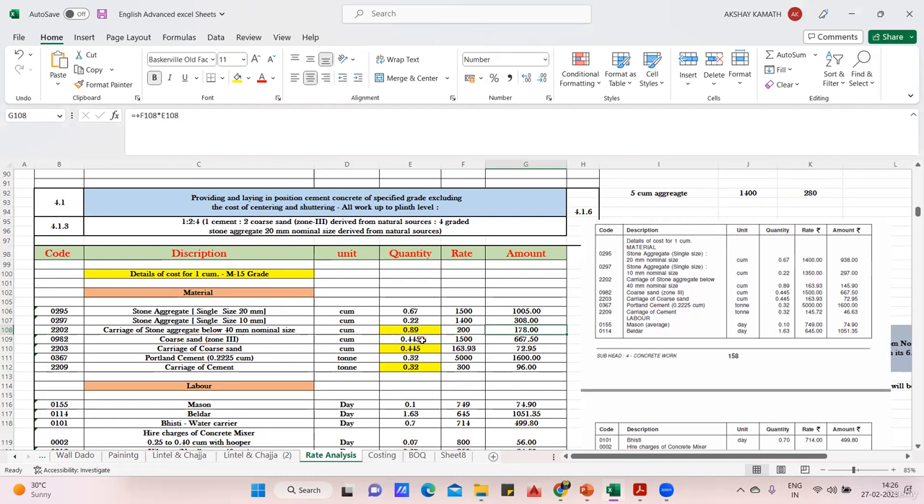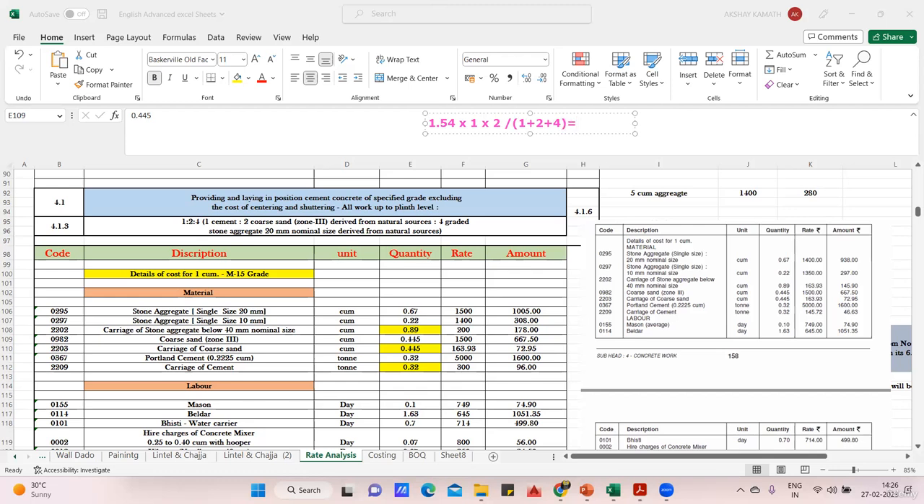Now, coming to the coarse sand. Coarse sand you require 0.445. From where did you get this 0.445? It's very simple. If you remember in the costing part, I explained how to find the material estimate for a 1 is to 2 is to 4 ratio. We take 1.54 and multiply by 1 for 1 cubic meter. Then you multiply this by the sand ratio, that is 2. Then you divide this by the total ratio, that is 1 plus 2 plus 4.